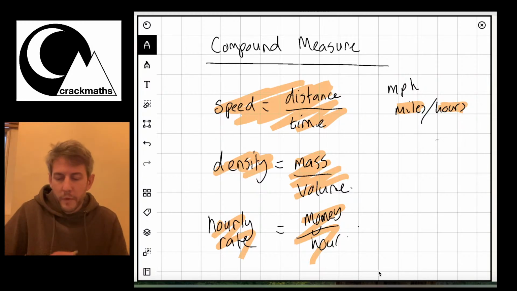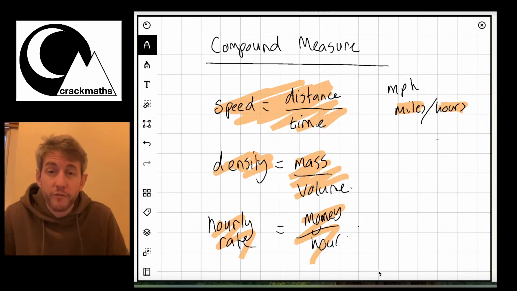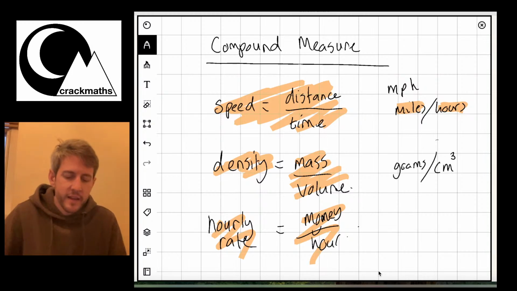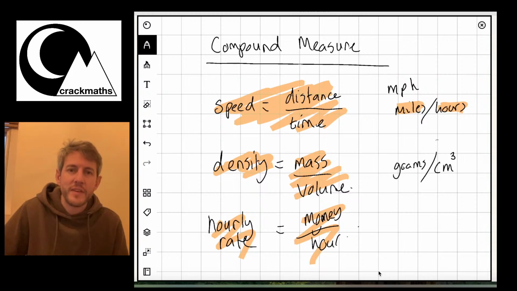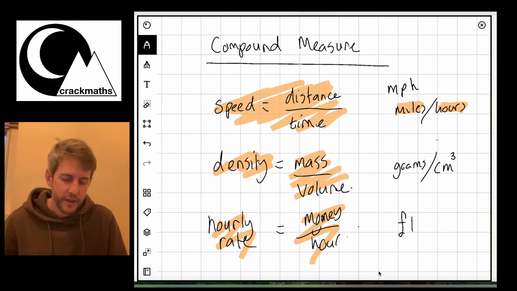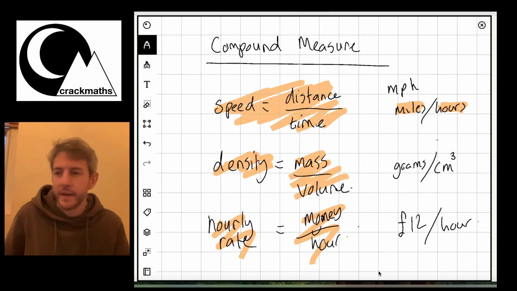Density, the units that we often get are grams per centimetres cubed. So this is grams, the mass, and centimetres cubed is the volume. And hourly rate, you often know that someone might earn £12 per hour. Again, this per line does mean divide.